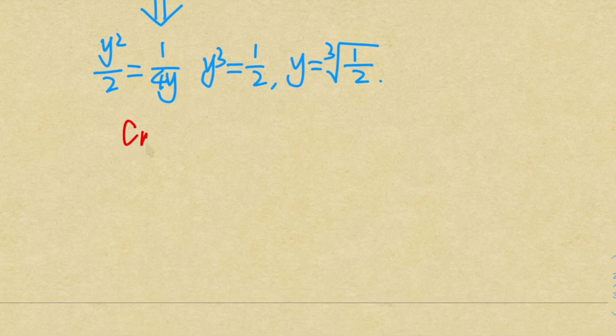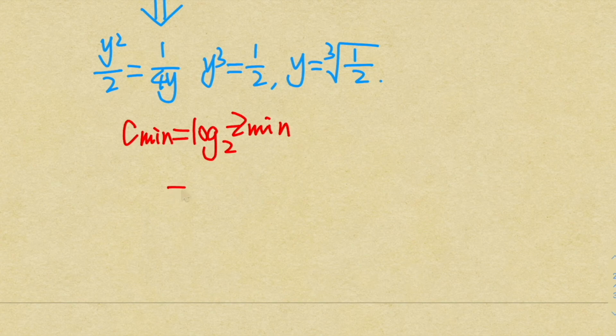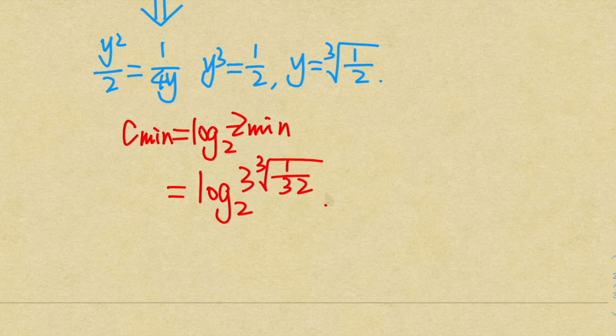So the minimum value of c equals log base 2 of z minimum, which equals log base 2 of 3 times the cubic root of 1 over 32. And this expression you can simplify to get a nicer form. If you try to simplify it, leave your comment to share with other people. So here is the answer.